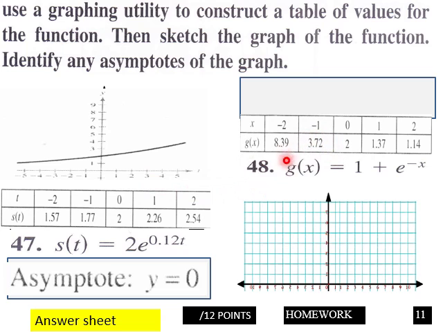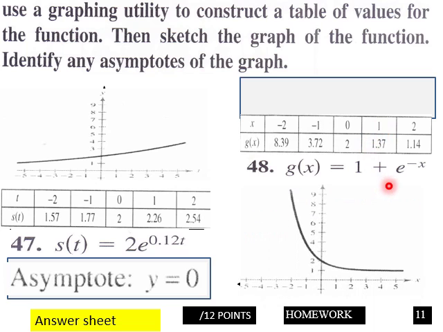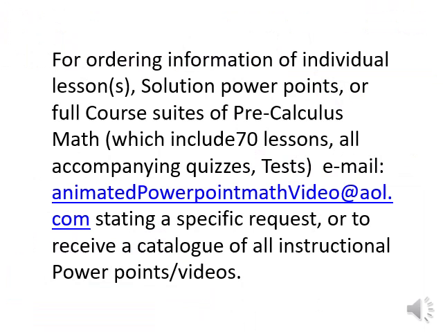And then over here, here's your table for g of x equals 1 plus e to the negative x. You should get this table here. And then here is your graph. So we have a graph here as a decreasing exponential, and then your asymptote is y equals 1. So your horizontal asymptote will be y equals 1. So your graph will never cross that. It will come close, but it won't cross y equals 1.